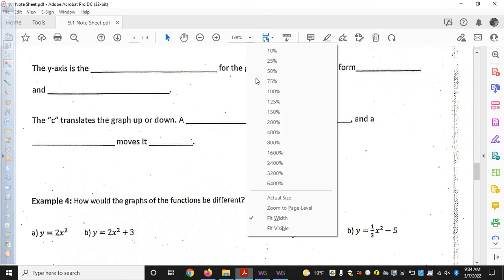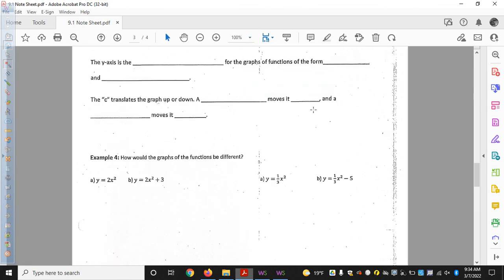Let me make this a little smaller. 100, there we go.